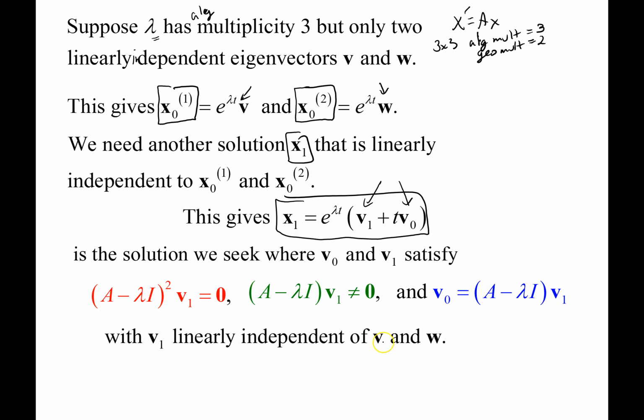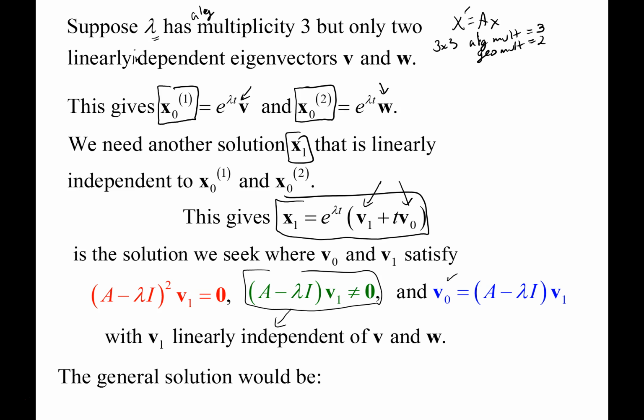v1 needs to be linearly independent of v and w. That basically comes from this statement here. And then v0 is built off of v1: (A minus lambda I) v1 is equal to v0. And most times, if v0 isn't exactly v or w, v0 is a linear combination of v and w. v0 is an eigenvector, or some combination of these two eigenvectors, v and w. Once we're done with that, we have c1 times x0 upper 1, c2 times x0 upper 2, and then c3 times x1, the generalized eigenvector solution.